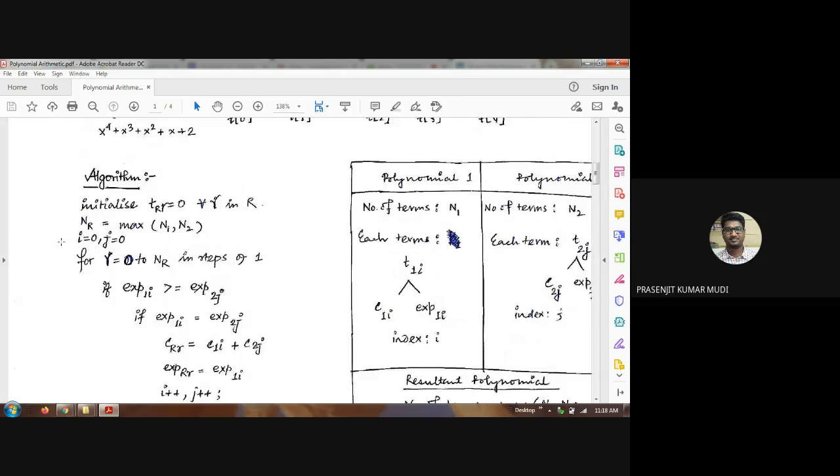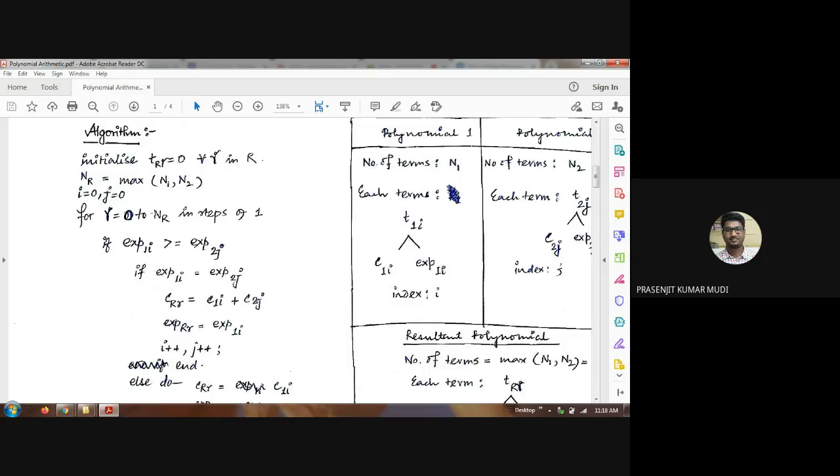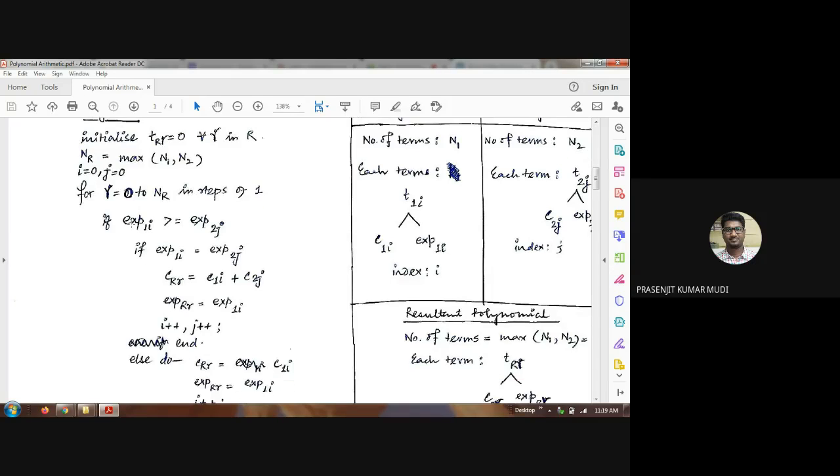Next, i equal to 0, j equal to 0, for r equal to 0 to nr in steps of 1. We are starting the index from 0 and ending with nr. From a program perspective, you may tally this, whether you have to include or exclude either of the constant values, 0 or nr. So r equal to 0 to nr in steps of 1. Do what?